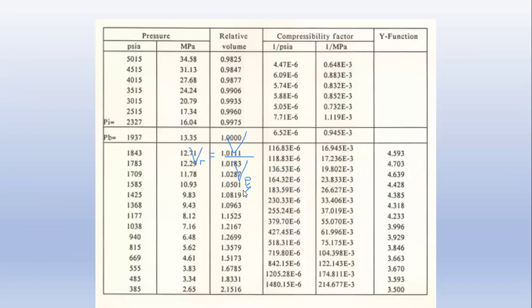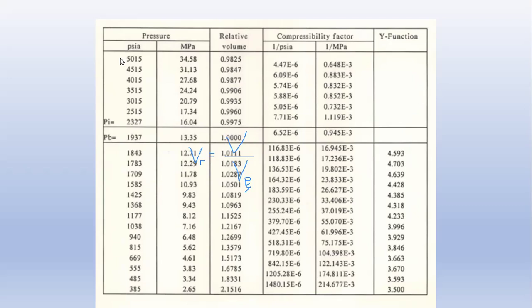This is the relative volume, and as I said, this is the formula to calculate it. After getting the volume for the respective pressure steps, you get the relative volume. For each of those steps also, they calculate the compressibility factor and also the Y function. The compressibility factor is usually for the gas that liberates, and the relative volume for the total fluid.